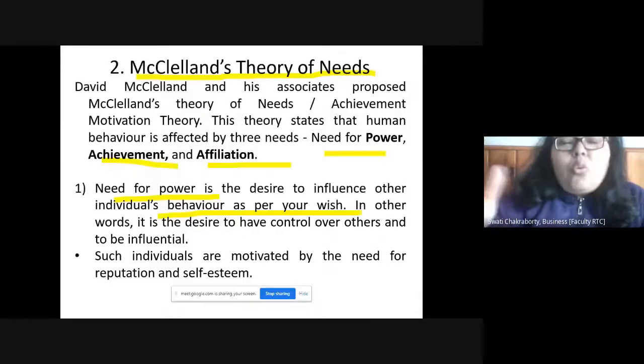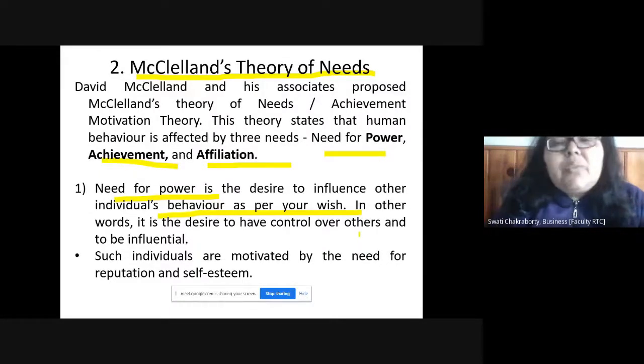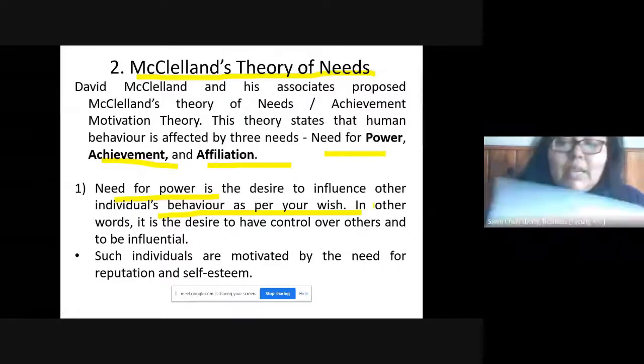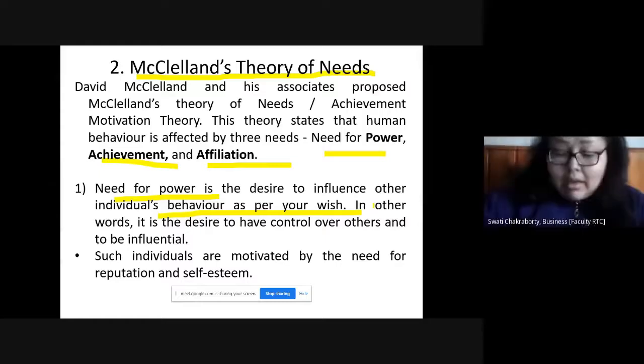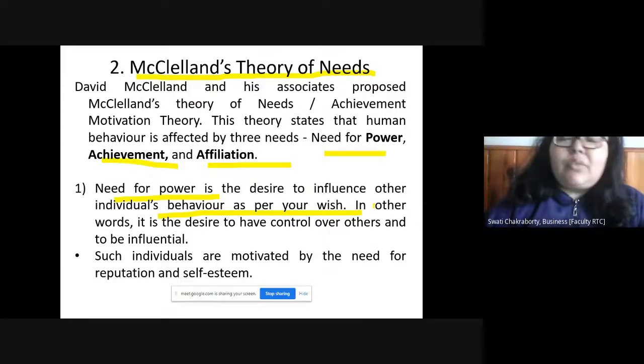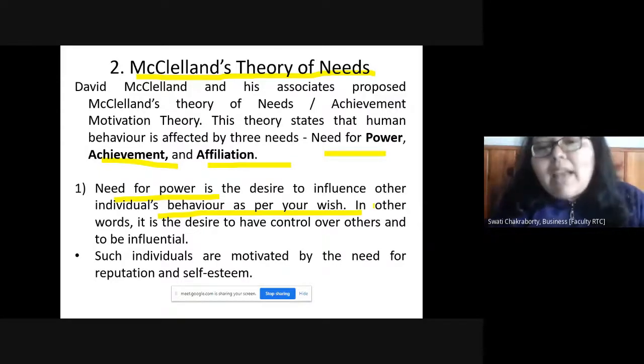So why do we have this need? Because in the organization you can say, today the organization has been successful because people have been working as per my instructions. People have listened to me. So what happens? You would love to have recognition, your reputation, and your position improves. So self recognition comes into place. That's what need for power talks about.